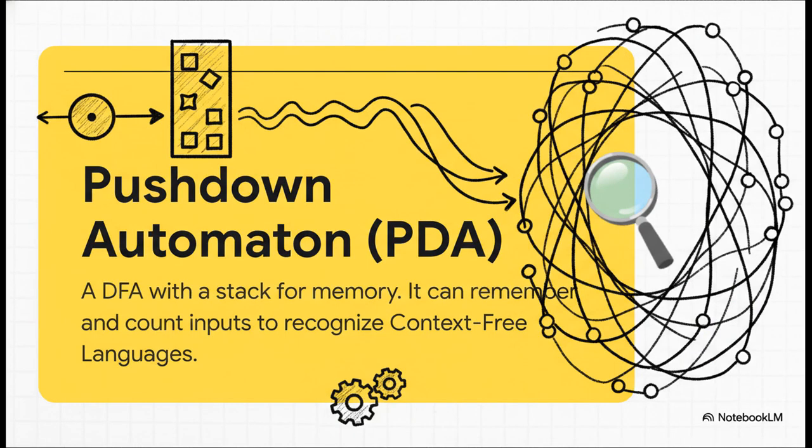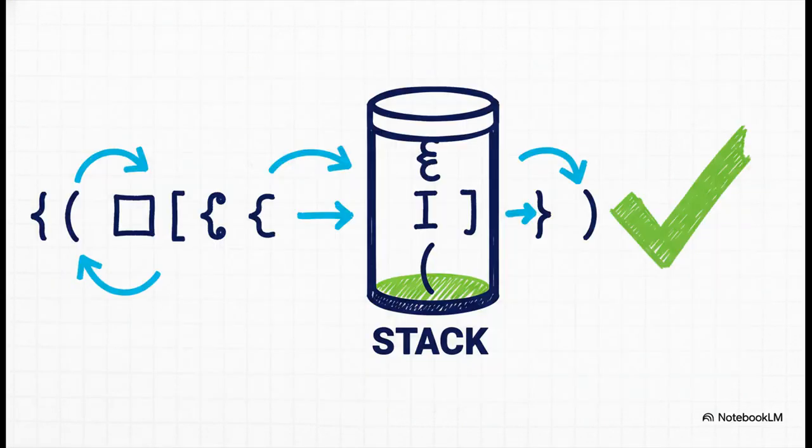It's the pushdown automaton, the PDA. And really, all it is a DFA with that stack memory we talked about bolted on. That stack gives it the superpower to recognize a whole new, more complex class of patterns, which are called context-free languages. And you've actually seen this in action, I guarantee it.